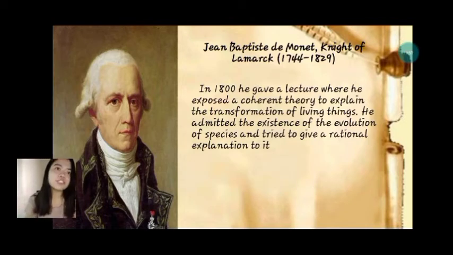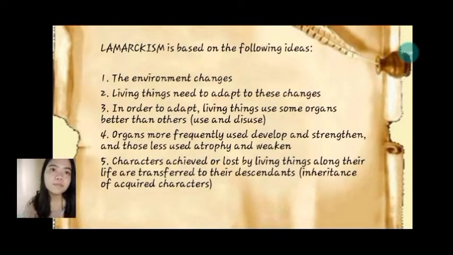So, the first evolutionist is Lamarck, 1744 to 1829. So, in 1800s, he gave a lecture where he exposed a coherent theory to explain the transformation of living things. He admitted the existence of the evolution of species and tried to give a rational explanation to it. So, Lamarck's is based on the following ideas. So, he has 5 ideas.